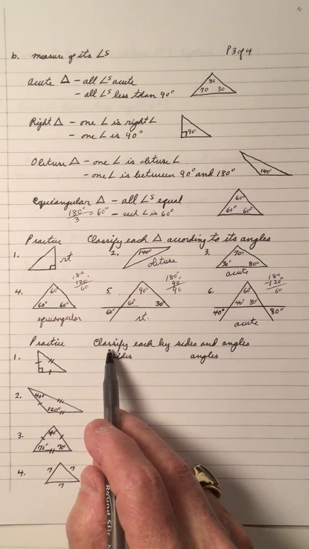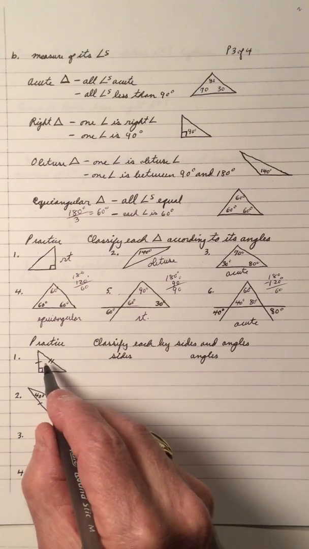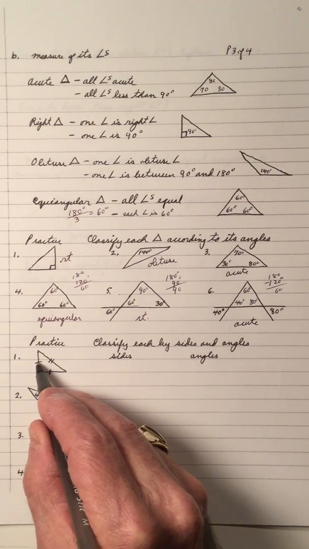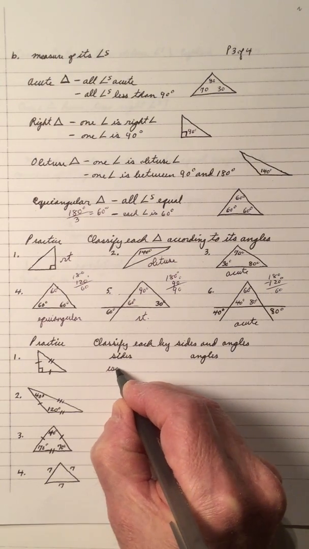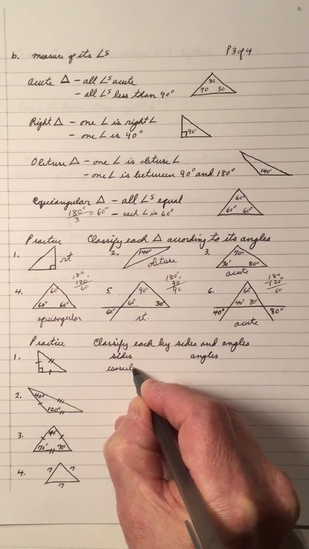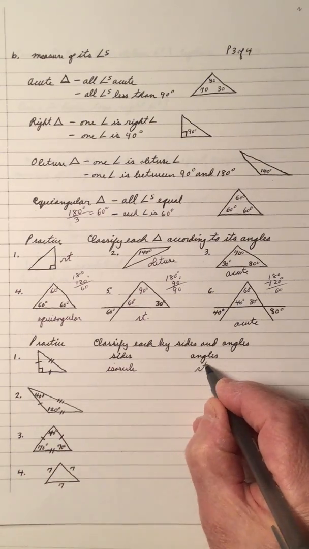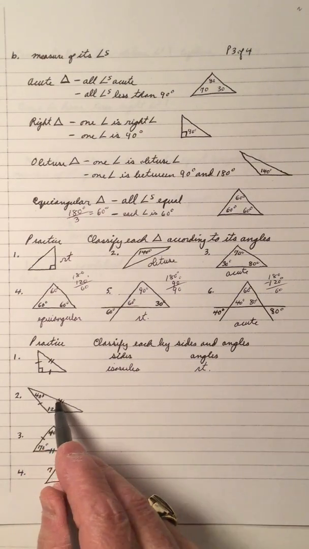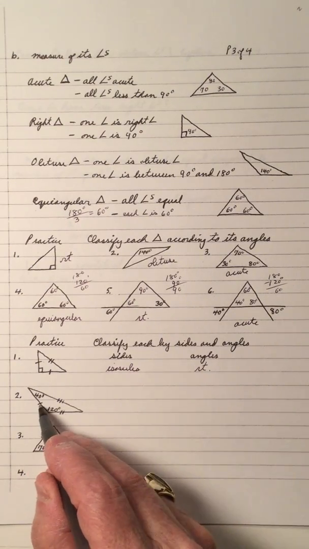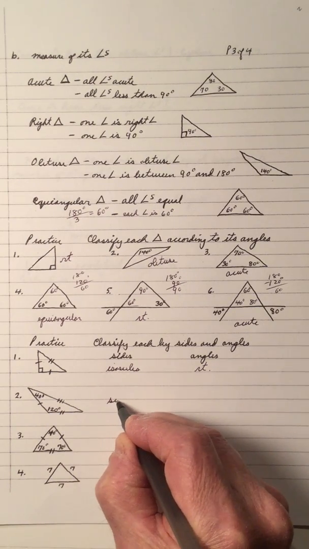Practice. Classify each by sides and angles this time. Look at this one. You got two sides equal and the other one is not. So by sides, it's isosceles. According to angles, you have a right angle, so it's a right triangle. Isosceles. And according to sides here, I have 1, 2, 3. None of them equal, so it's a scalene.